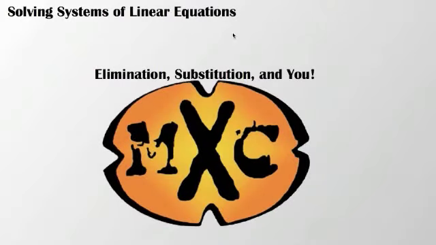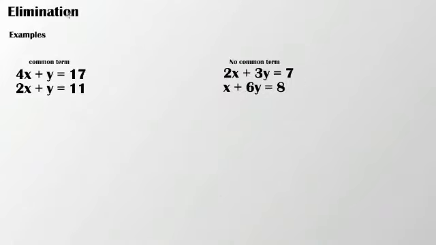We've been talking about systems of linear equations, and we've mentioned that the solution to a system of linear equations is an xy coordinate because you need an x value and a y value that will fit into both equations. Today what we're going to do is talk about two different ways to algebraically solve a system of linear equations. The first one we're going to talk about is elimination.